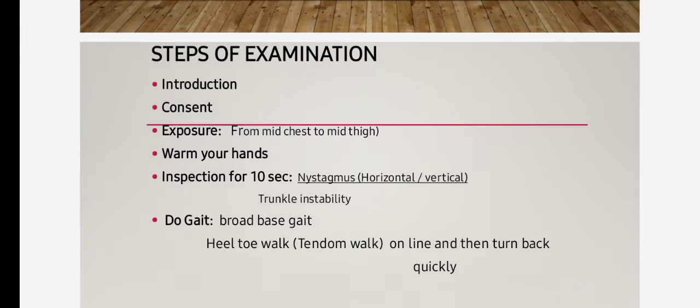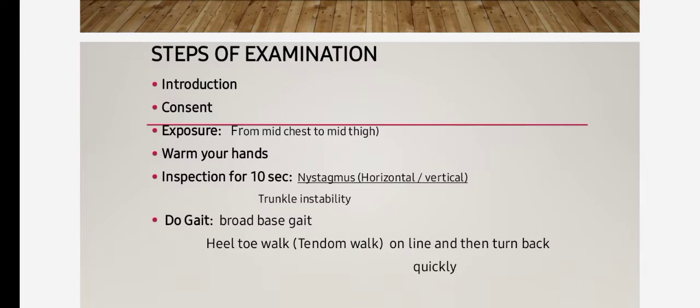Observe abnormal movements of the trunk or limb. If the movement is confined to the limb, it would be chorea. If confined to the trunk, it would be due to ataxia. To confirm this, you must say: patient, can you stand without support? Which is very difficult for the patient to do.